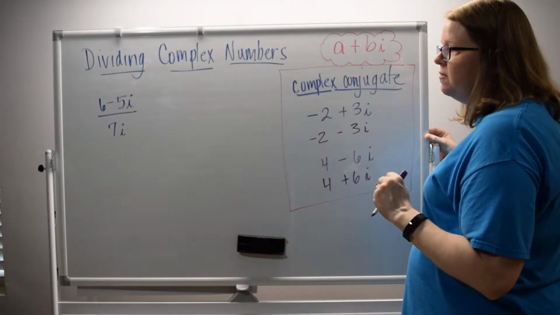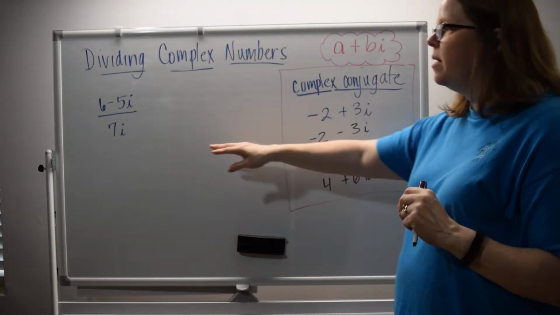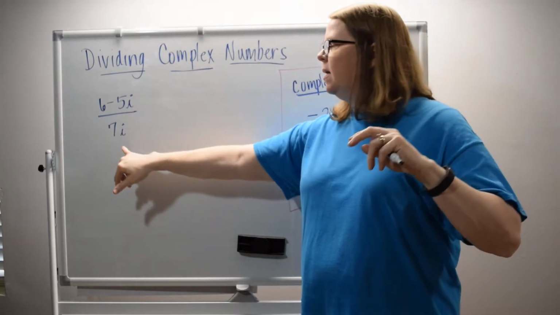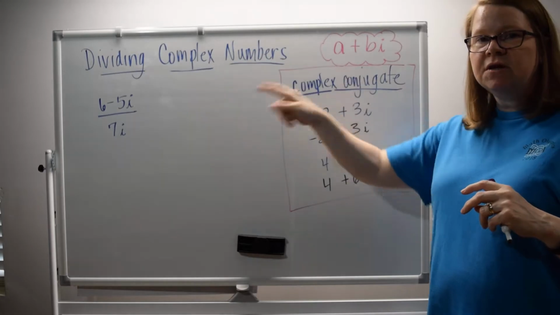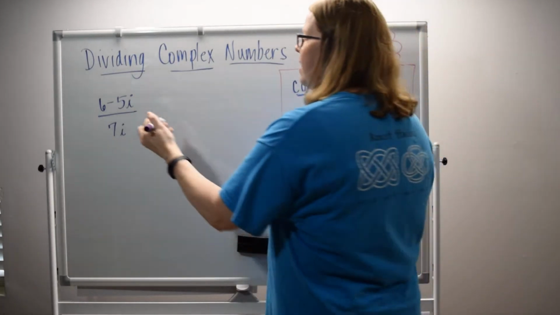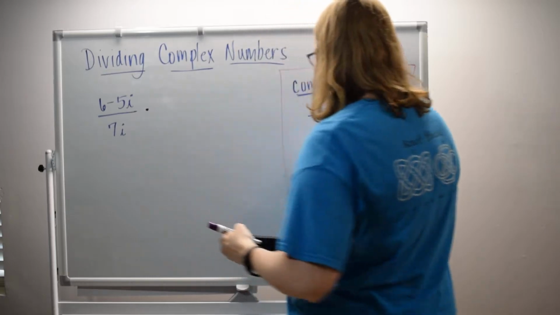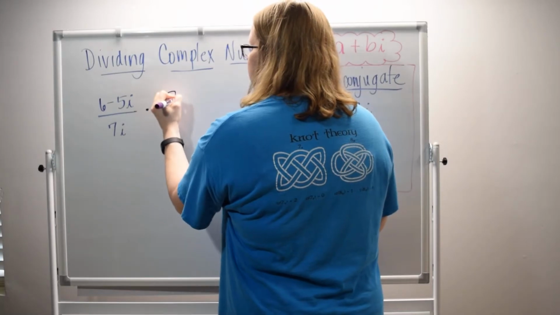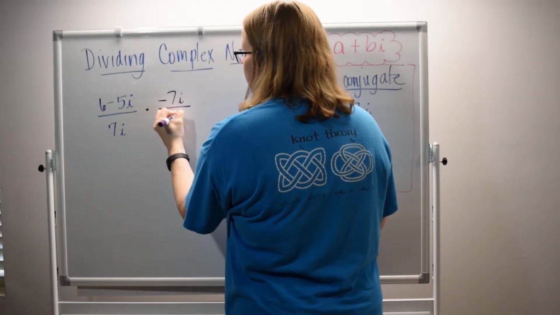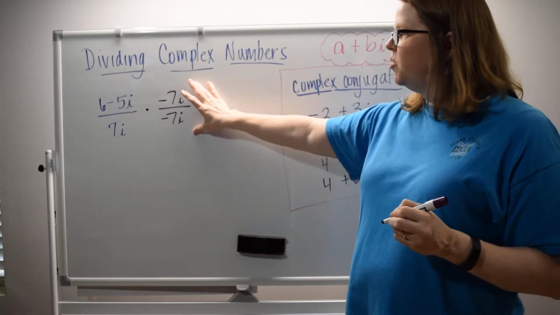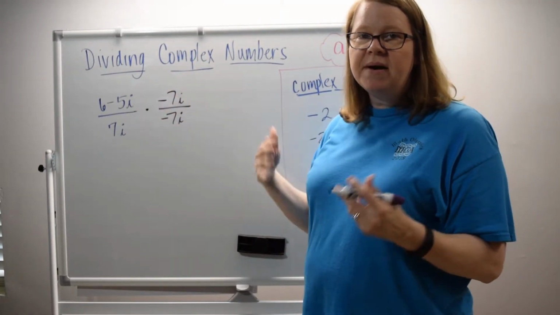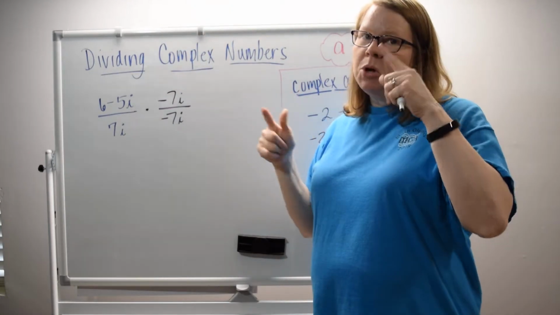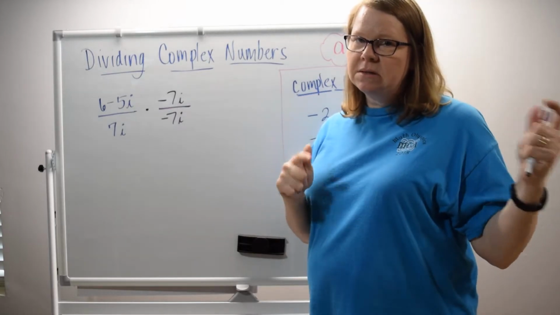So that's the first step in dividing complex numbers: you have to take that denominator, whatever's on the bottom of the fraction, that's what you're dividing by, and decide what the complex conjugate is for that denominator. For 7i, this is only an imaginary part, so that's the part that changes to the opposite sign. So the complex conjugate is negative 7i. You're going to multiply the top and bottom by that. So dividing complex numbers is really just multiplying the top and bottom by a complex conjugate.